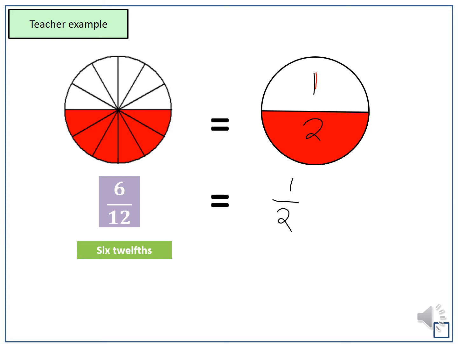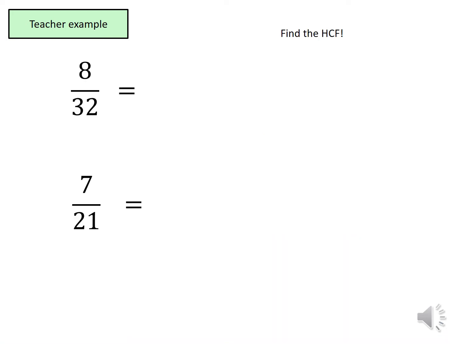So if you have a look on the right hand side and on the left hand side, you'll see that this shaded region here is equal to the shaded region there. So these two fractions are equal. So simplified, 6/12 is simplified into 1/2. Okay, so it's really good to use diagrams to simplify fractions. However, you don't always have diagrams. So I'm just going to use a nice quick method on simplifying fractions.